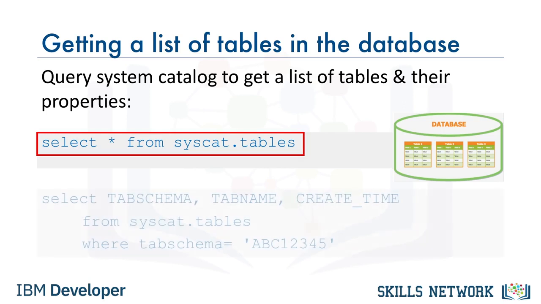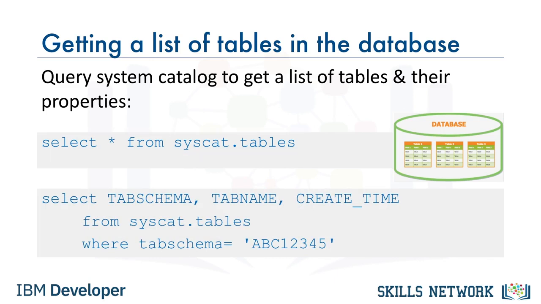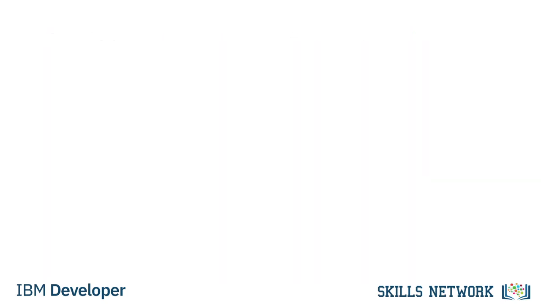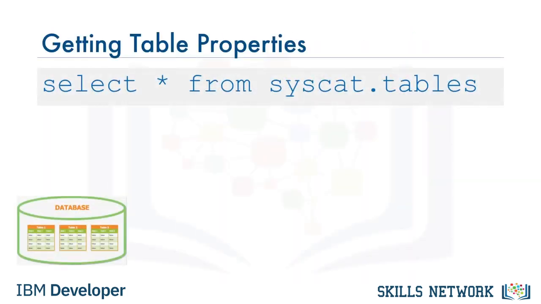This select statement will return too many tables, including system tables, so it's better to filter the result as shown here. Select TABSCHEMA, TABNAME, CREATE_TIME from SYSCAT.TABLES where TABSCHEMA equals ABC12345. Please ensure that you replace ABC12345 with your own DB2 username. When you do a select star from SYSCAT.TABLES, you get all the properties of the tables. Sometimes we're interested in specific properties such as creation time.